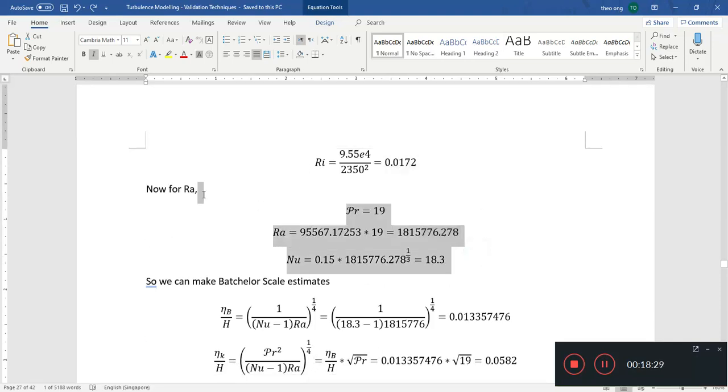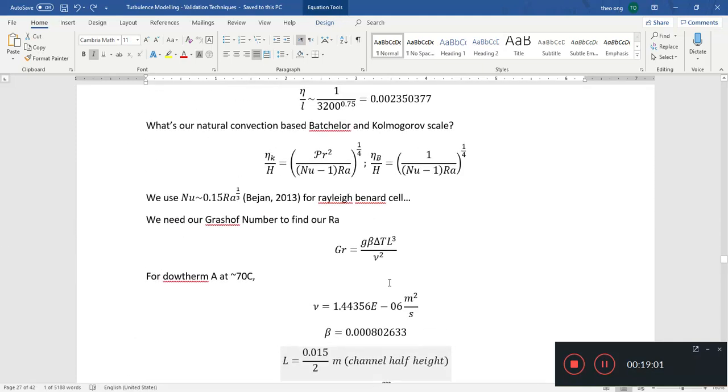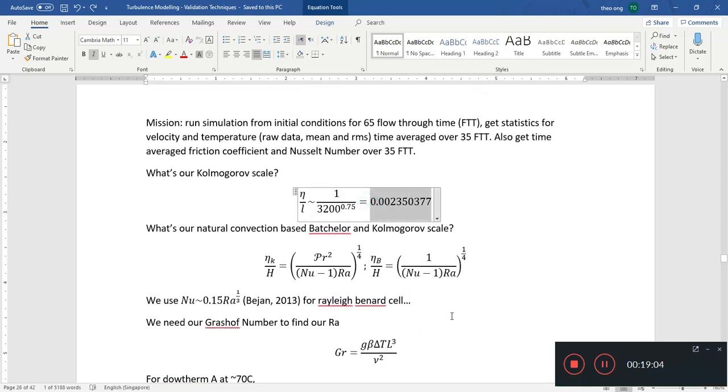So for Rayleigh number, we need the Prandtl number, and the Prandtl number is 19 at 70 degrees C. Okay. So we just multiply the Grashof number times the Prandtl number to get a Rayleigh number, and of course we want to plug this in to find out a rough estimate of Nusselt number, which is about 18.3 based on that. So the Batchelor scales are as follows: 0.01, and the Kolmogorov scales are much bigger, 0.05, this ratio, and we find that hey, this thing is actually about 10 times bigger than this Kolmogorov scale. So we just stick with the forced convection Kolmogorov scale, and that is enough.